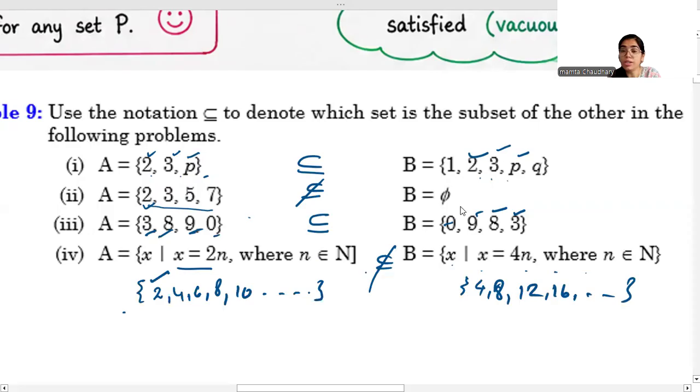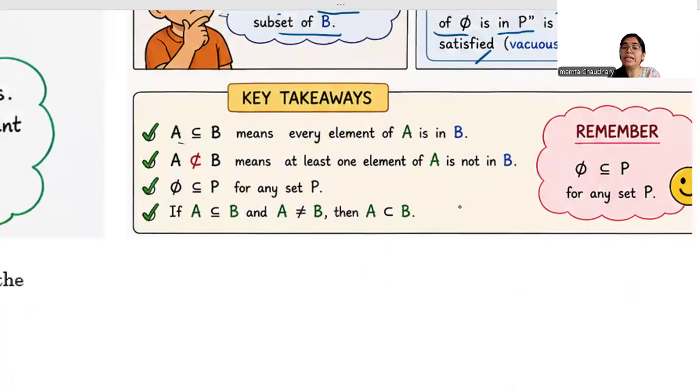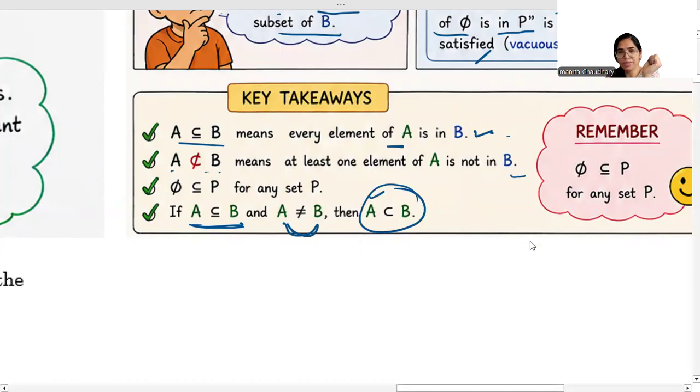Right? So what have we learned today? We have learned that if we are saying that A is a subset of B, it means that every element of A is there in B. If we are saying that A is not a subset of B, it means there will be at least one element which is not there in B. Phi, yes, phi is a subset of any set. And if we are saying that A is a subset of B, but both the sets are not equal, then we call A a proper subset of B, right?